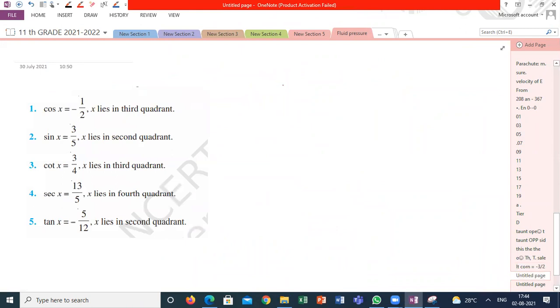Cos x is minus 1 by 2. X lies in the third quadrant. How to do this question, guys? X belongs to the third quadrant. If it is the third quadrant, only tan and cot are positive. So cos x is equal to minus 1 by 2.